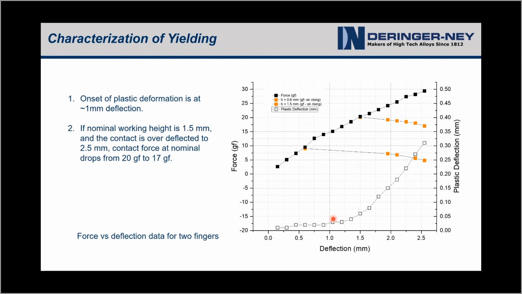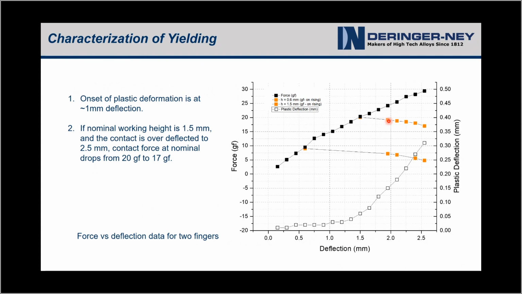Next, if that nominal working height, say, is pretty severe at 1.5 millimeters, all right, the contact is over deflected to 2.5 millimeters. The contact force drops from, so now I'm going to read this orange curve, the contact force is going to drop from 20 gram force to 17 gram force if it gets over deflected and then comes back down to the nominal working height. All right. Now, this is at 2.5 millimeters here to here. You see, if it were over deflected just a little bit from 1 3/4, you get a much smaller drop in the gram force.